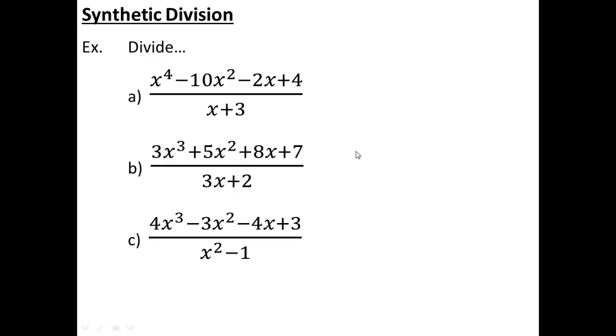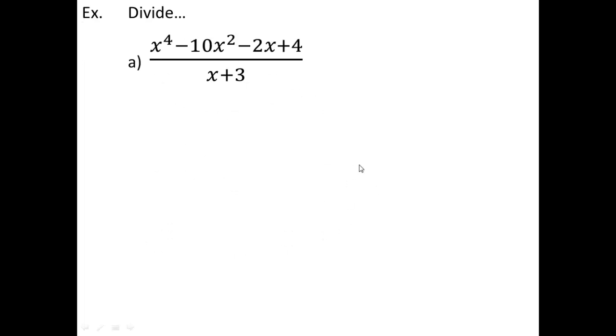So let's look at the first problem together, and then I'll give you the second two on your own. So here we have x to the fourth minus 10x squared minus 2x plus 4, over x plus 3. So we start with our basic format. And again, the variables are irrelevant. We just use the numbers themselves.